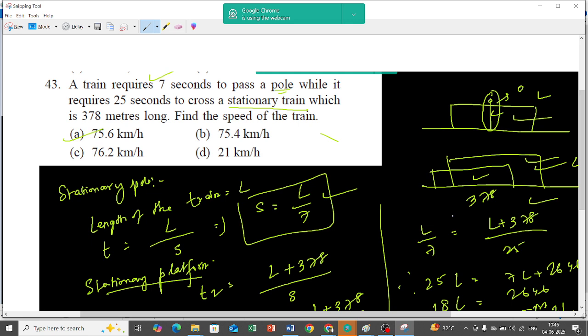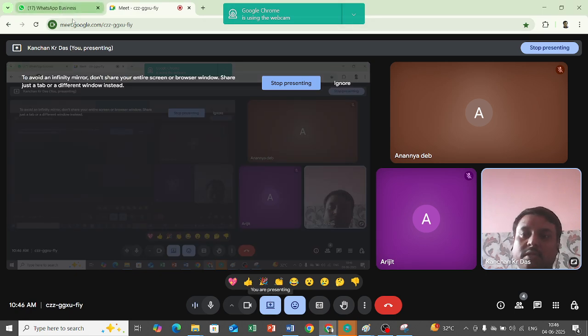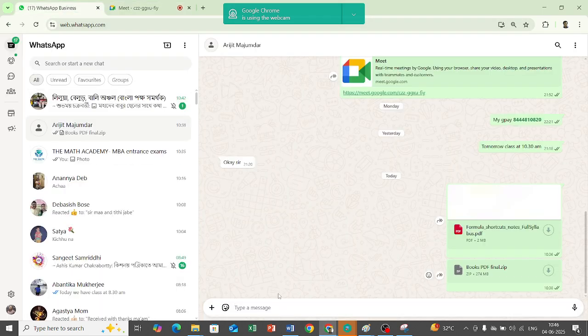Then there is a scenario when the train is crossing a stationary platform, a stationary train, like this one we have over here. Or when the train is crossing another train which is moving towards the first train with a specific speed. Then we have another scenario when a given train is crossing another train which is moving in the opposite direction. So all these four scenarios are there, which are all noted down in that PDF, step by step, along with the formula.